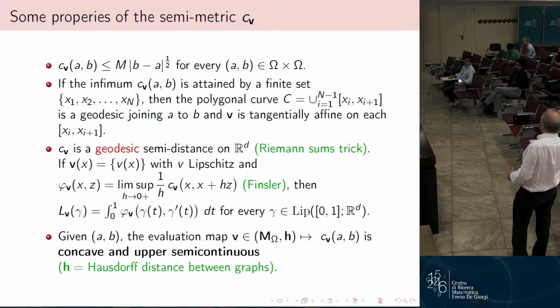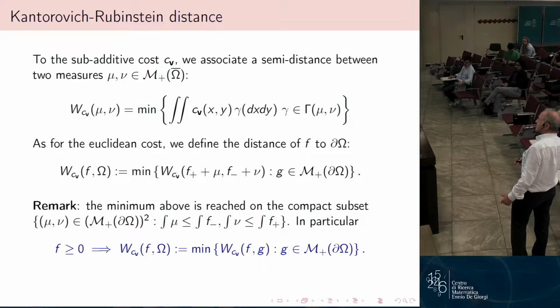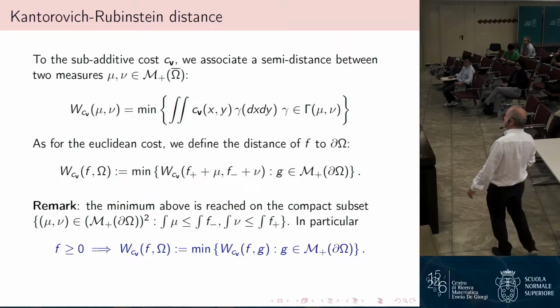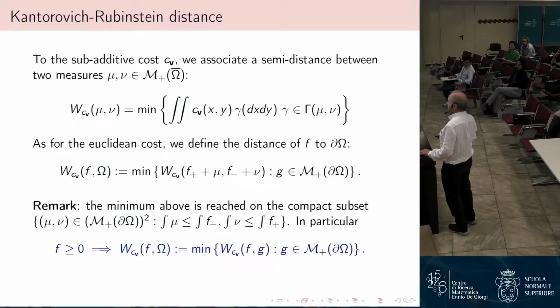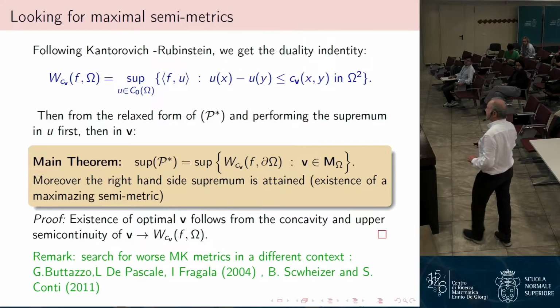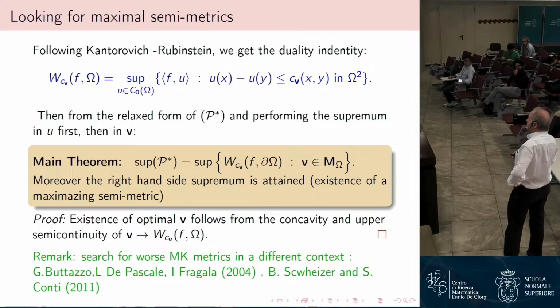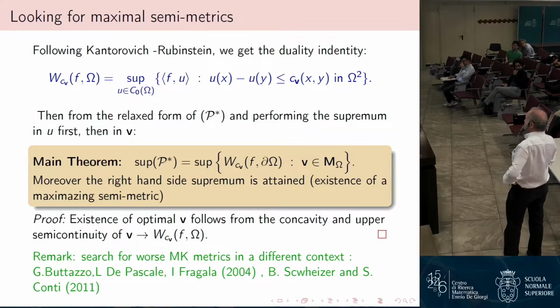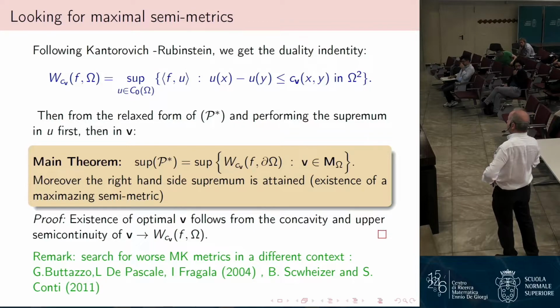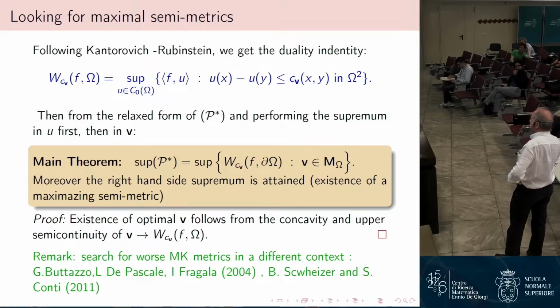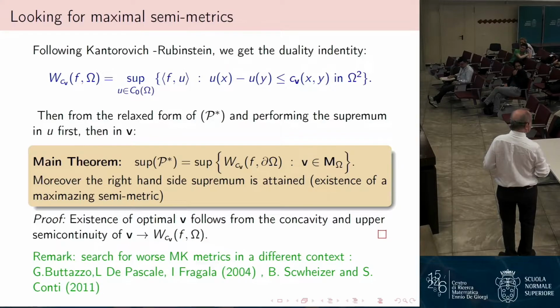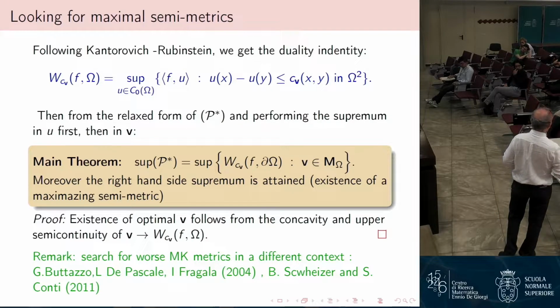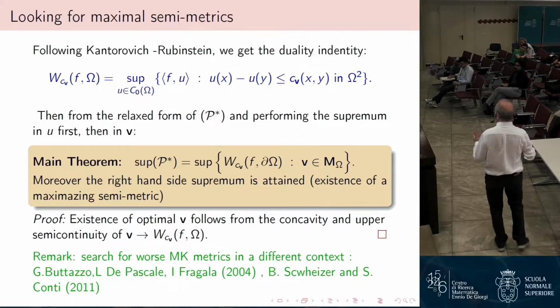So you have a lot of properties. Sorry if I have no time. So you have the Monge distance with respect to this metric, which depends on V. So the same scheme, and what you prove is that the supremum of the dual problem is the same as maximizing the Monge distance between F and the boundary of omega, when V belongs to this class of maximal monotone maps, and you have existence of an optimal maximal monotone map.